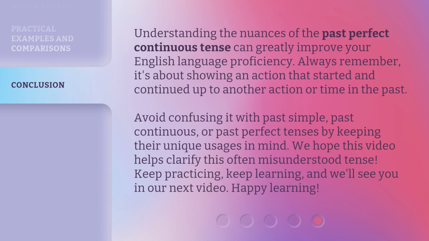Understanding the nuances of the past perfect continuous tense can greatly improve your English language proficiency. Always remember, it's about showing an action that started and continued up to another action or time in the past. Avoid confusing it with past simple, past continuous, or past perfect tenses by keeping their unique usages in mind. We hope this video helps clarify this often misunderstood tense.